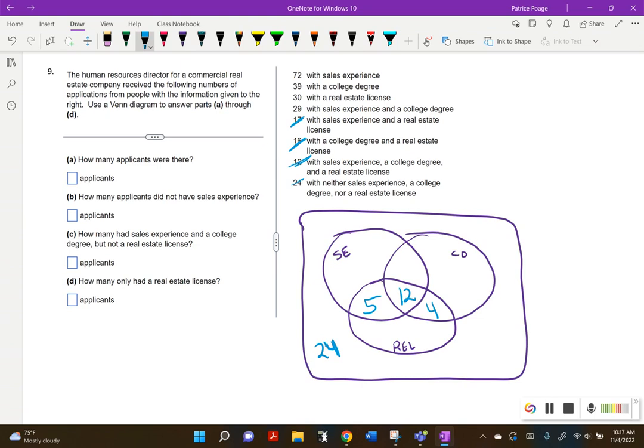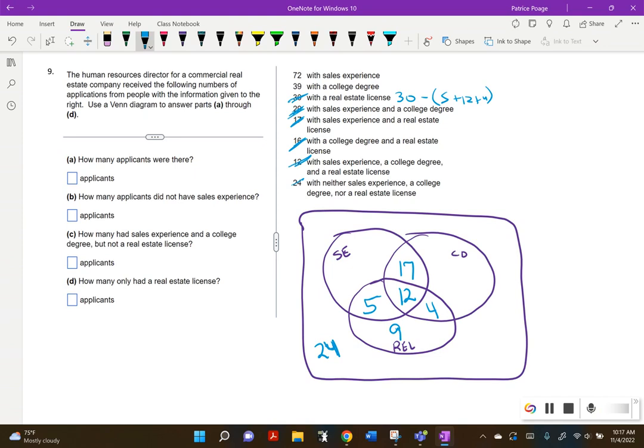29 with sales experience and a college degree. So that's this little football right here. So 29 minus 12 is 17. This is going pretty fast. 30 with the real estate license. So the real estate circle should add up to 30. So you can do 30 minus the numbers that are already in there. And that gives us 9.